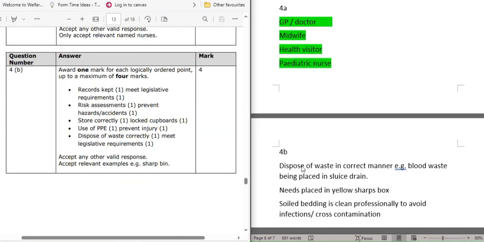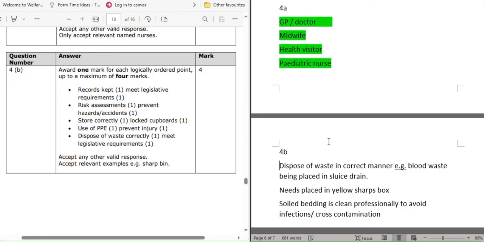4B, how we would prevent or dispose of waste. So I've gone with more practical ways, but they've got keep records and meet legislative requirements. Risk assessment to prevent hazard and accidents. Store correctly and lock cupboards, I guess if you're dealing with waste. Use PPE to prevent injury. Dispose of waste correctly. Meet legislative requirements.